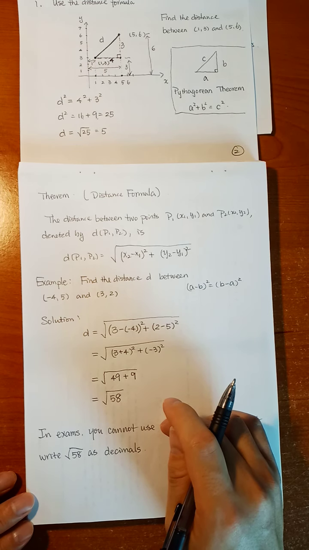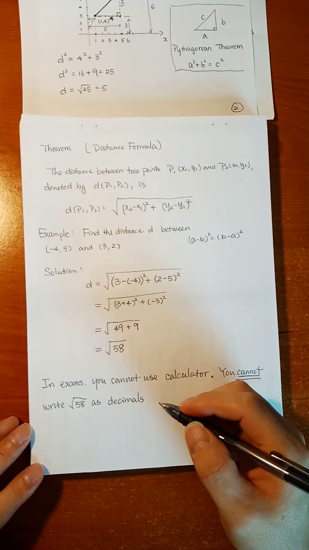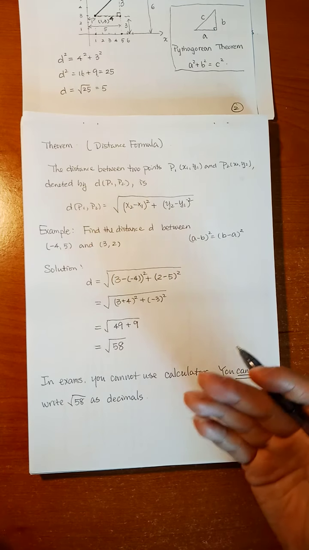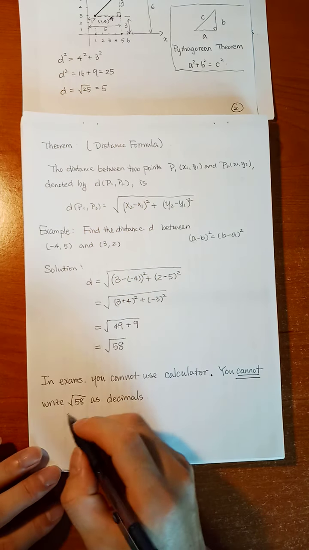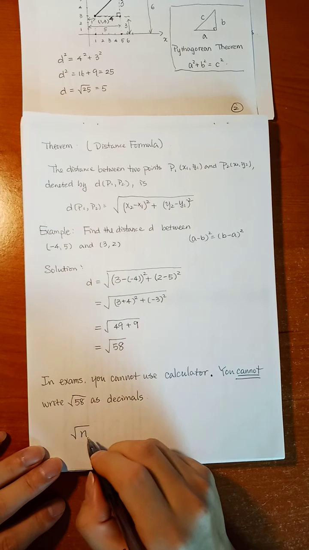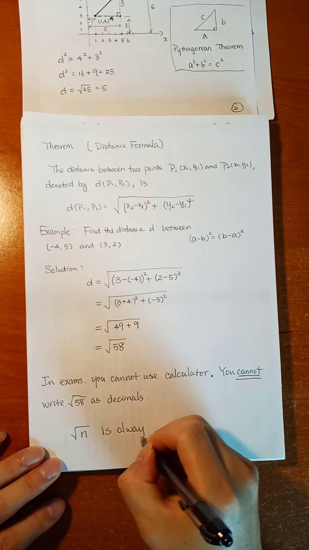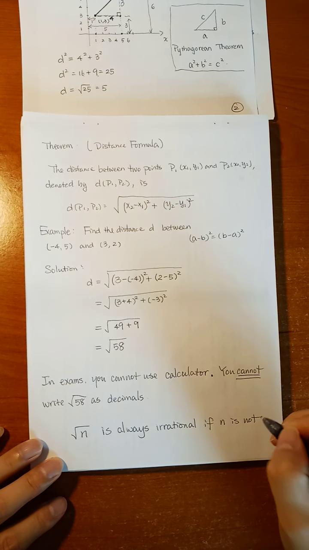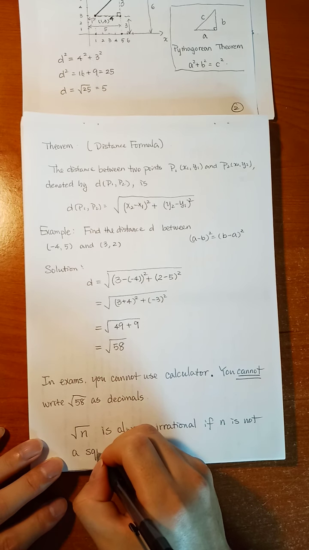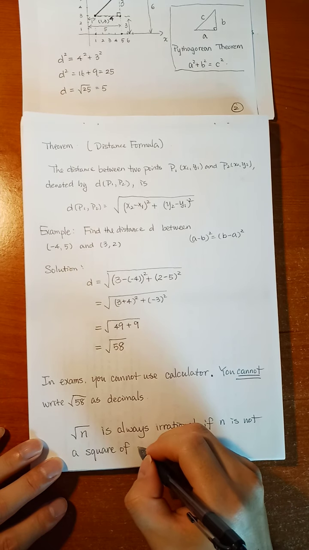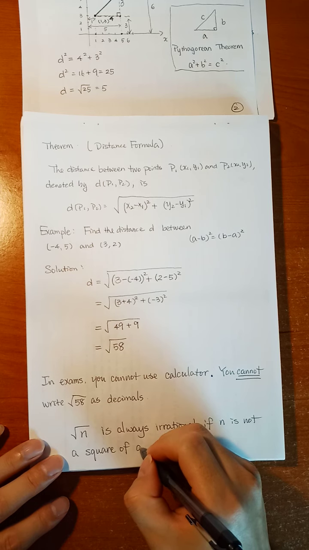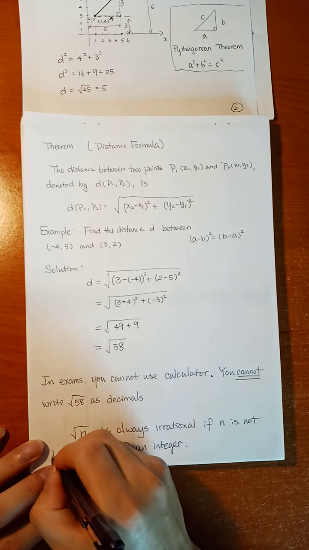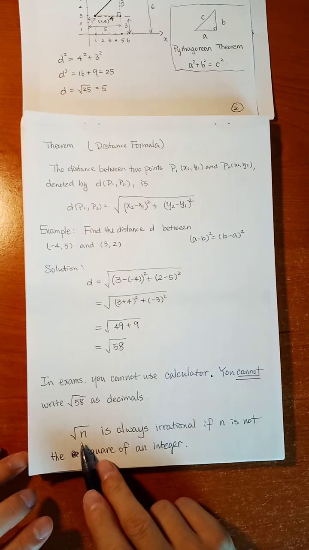That's important. And second, based on the problem asked by the student, let me clarify. For the square root, if it's not a perfect square, like square root of 4, square root of 25, square root of 36, square root of 49, this one is always irrational. If n is not a perfect square, or if n is not the square of another integer, then the square root of n is always irrational.